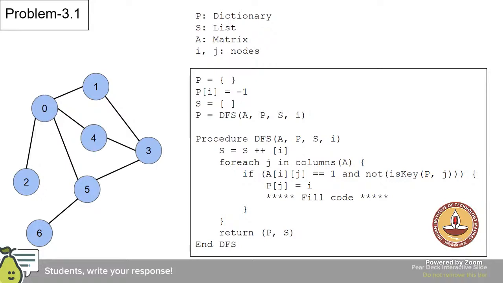So ma'am, according to this code, we are actually returning 2 things. So we need to keep track of 2 things. First is the sequence, second is the parents thing, isn't it? For this particular question. Yes, yeah. All right.